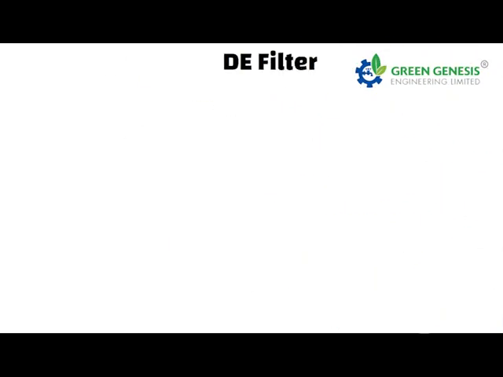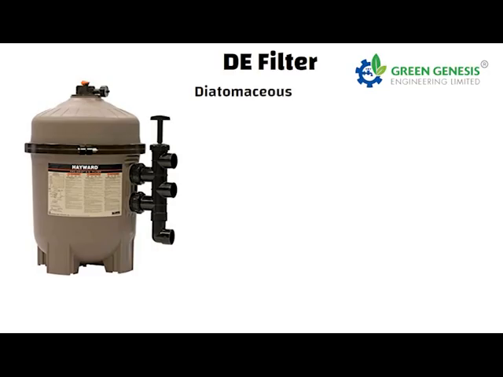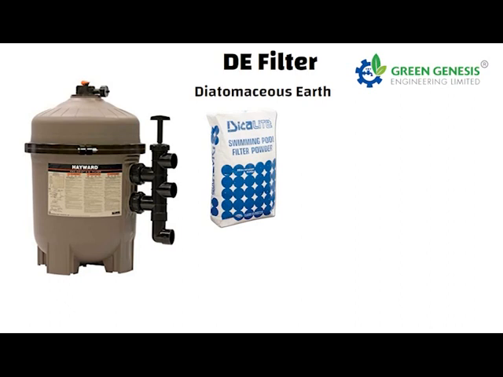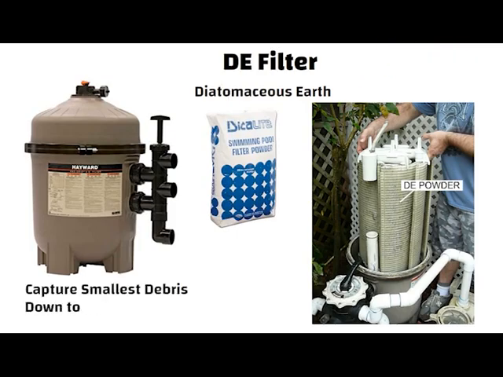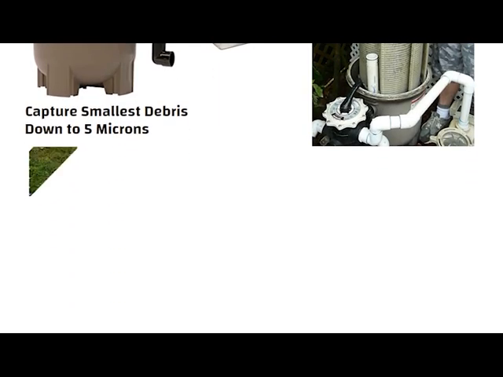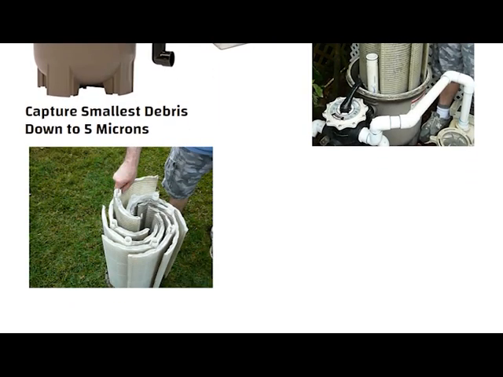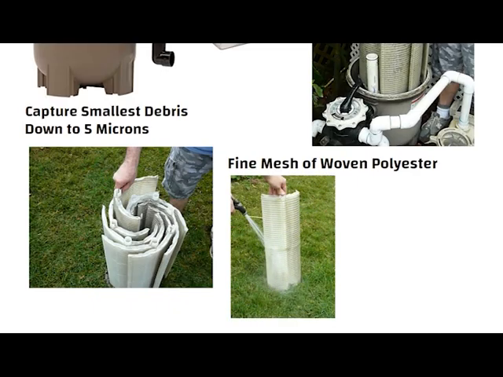DE filter. The long form of DE is diatomaceous earth. DE filters use a special clay-like powder to filter out even the teeniest debris. DE filters can capture the smallest debris of any filter, down to 5 microns. The DE powder is sprayed over a grid covered in a fine mesh of woven polyester or a similar material. As the water flows through, impurities are caught in the DE powder. This is the most expensive type of filter, but by the numbers, it is the most efficient.